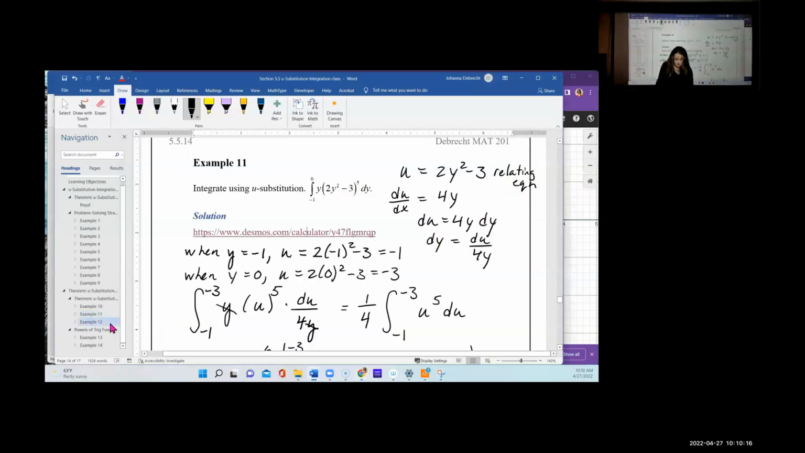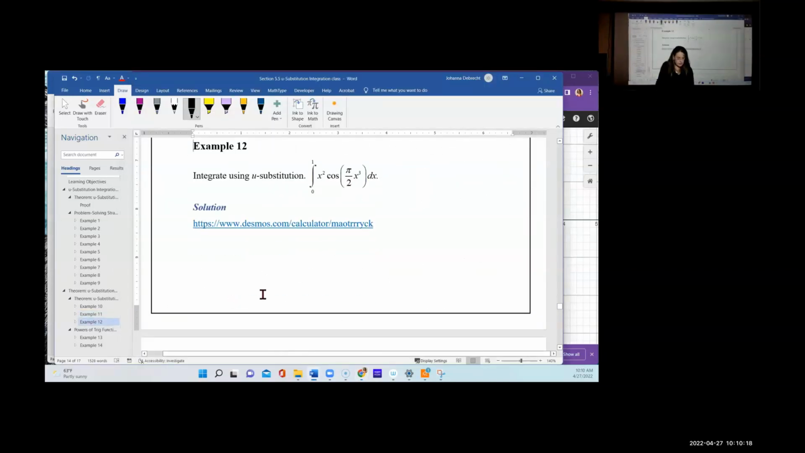Okay, let's look at number 12. We have the integral from 0 to 1 of x squared cosine of pi/2 x cubed. Again, this one does have a front runner for u. Our front runner for u is the inside function of cosine, the argument to cosine, pi/2 x cubed. The derivative of x cubed gives us an x squared, and we do see that we have an x squared being multiplied in the integrand.